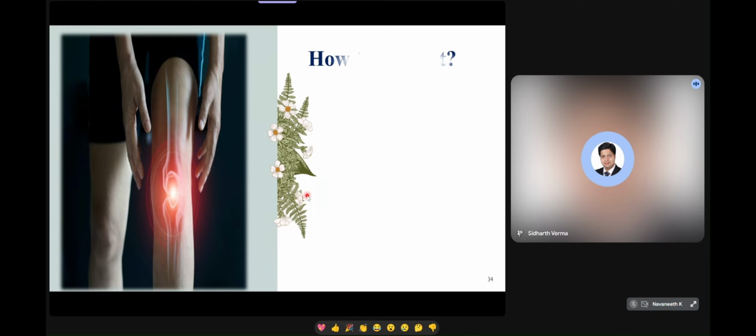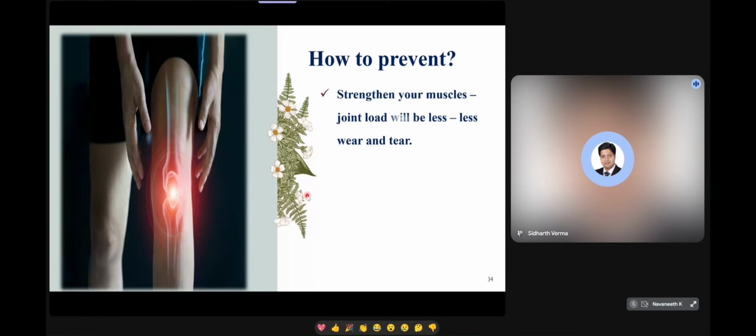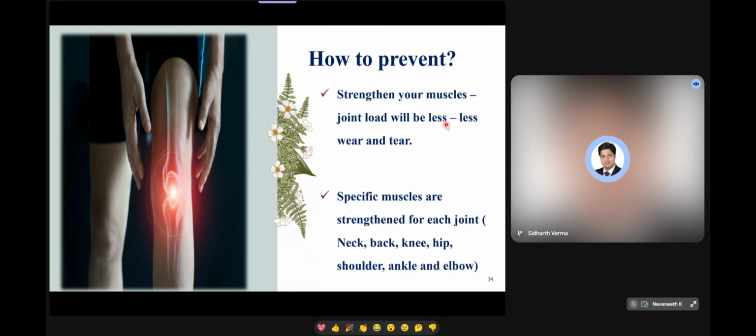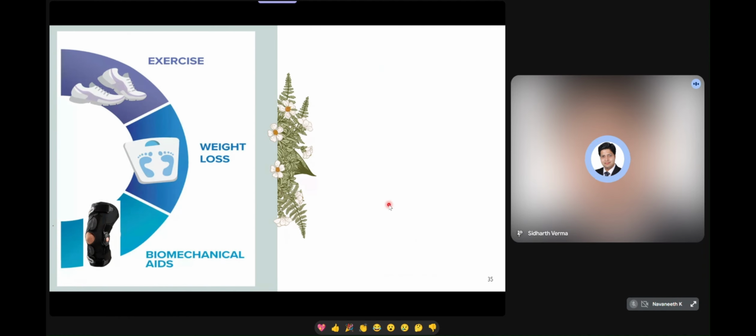Okay, so I have given you these things, but to summarize, just strengthen your muscles. Joint load will be less. There'll be less wear and tear, and specific muscles are to be strengthened for each joint. So for knee, for example, you have to strengthen the quadriceps group of muscle and hamstring group of muscles, but also the leg muscles, which will help the knee to unlock and lock. And also, for the neck, back, hip, shoulder, ankle, and elbow, you can also strengthen the specific muscles.